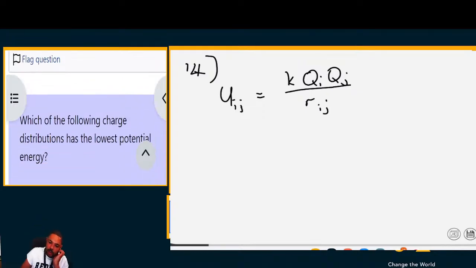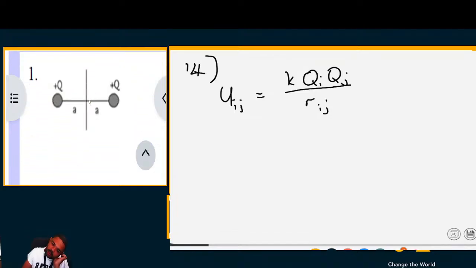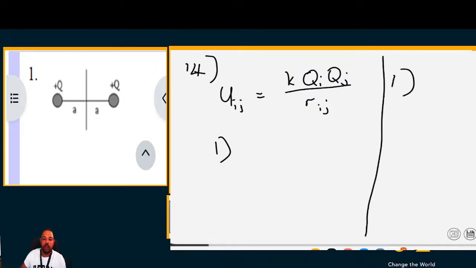Okay, so let's calculate it for the first setup. So let's do it for number one, and we're going to write the answers here. Let's write it here for number one. This is going to be our answer.